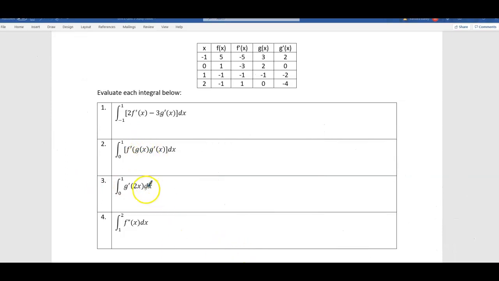All right, let's go ahead and move on to number 3. It's another u sub problem, but this time your u is going to be the 2x, which means that our du is going to be over 2. Do our little integral here. So we're going to have g prime of u, and it's going to be du over 2.